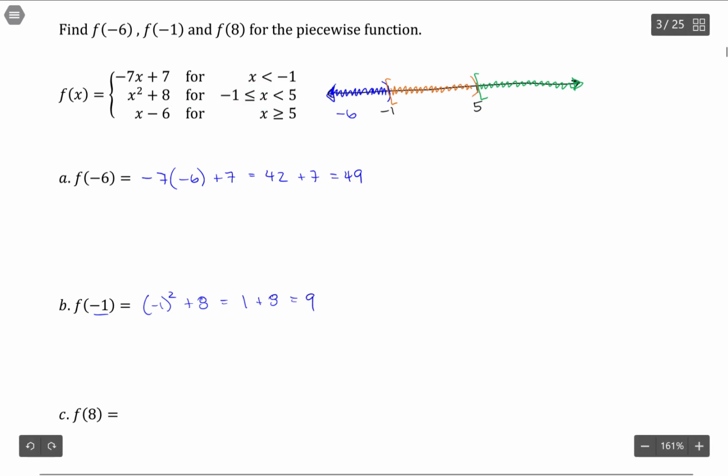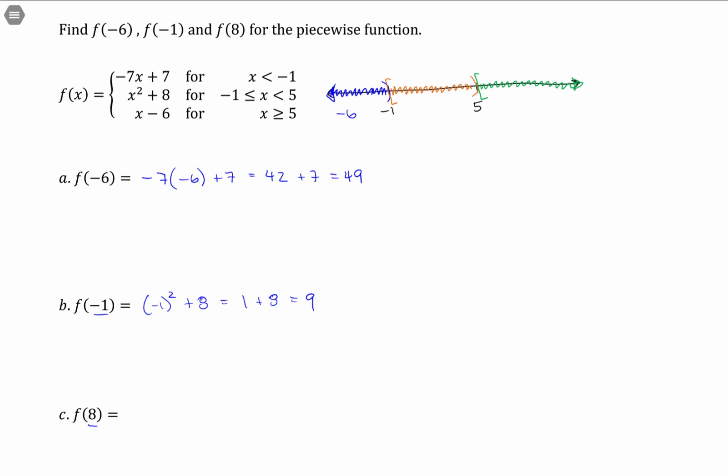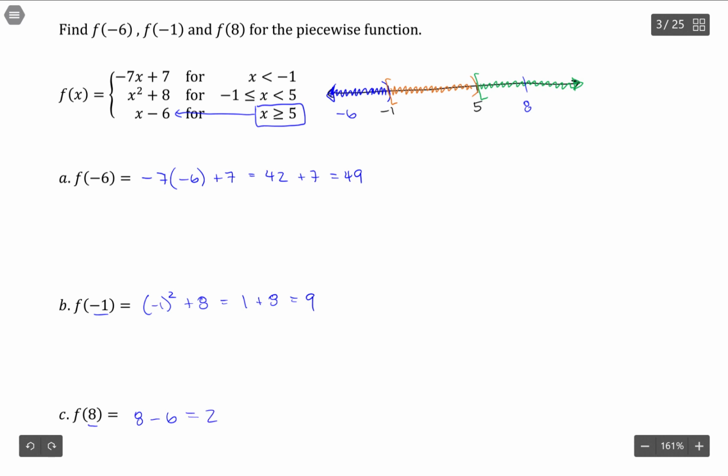Okay, and lastly, f of 8. So 8 is going to be somewhere over here. It's on the range where it's bigger than 5. So we're on this last range here, so I use this function. So 8 minus 6 will give me 2 as an answer.